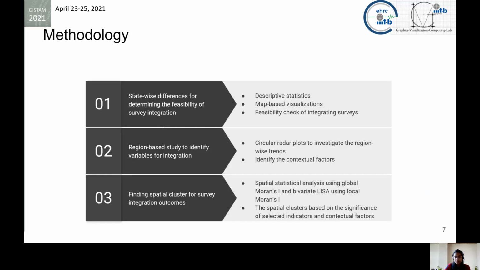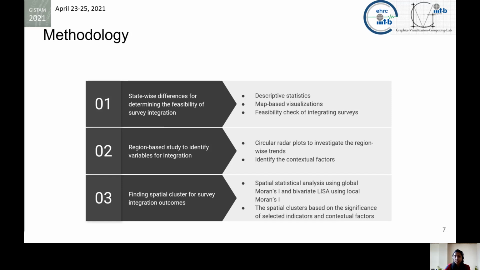In step 1, we first check if the state-wise sample distribution for both surveys are equivalent. We further check against the state-wise population distribution from the latest official census taken in 2011 in the states. We then check if there are commonalities in the survey's outcome from both surveys, which indicate that the surveys can indeed be integrated. In step 2, we look for indicators and contextual factors across surveys that can be meaningfully integrated.